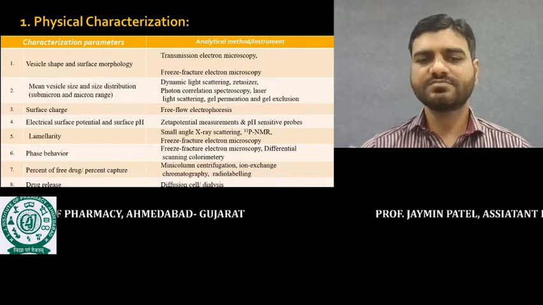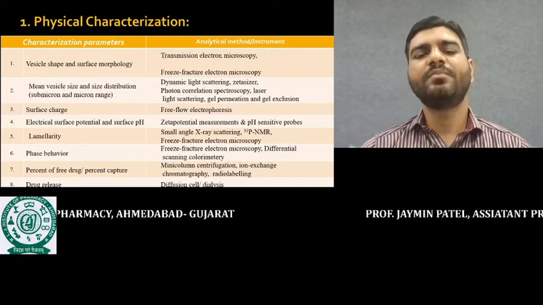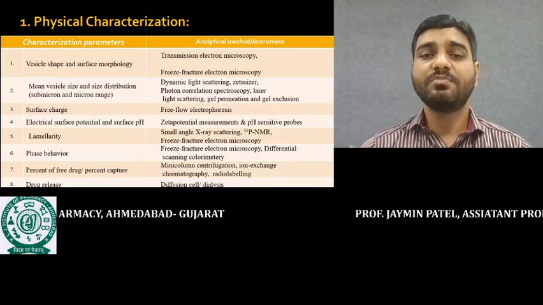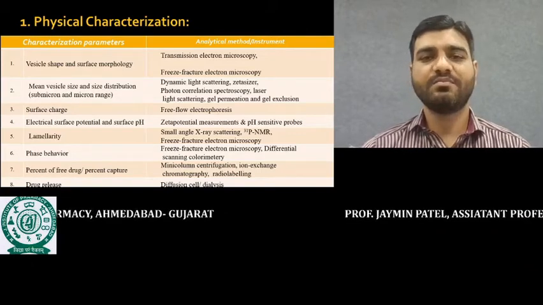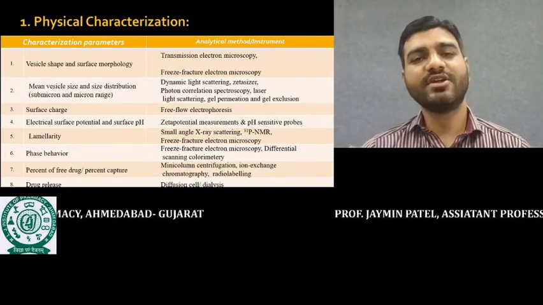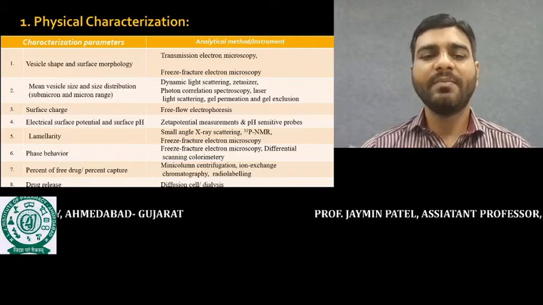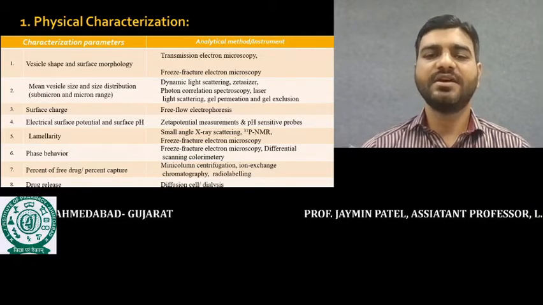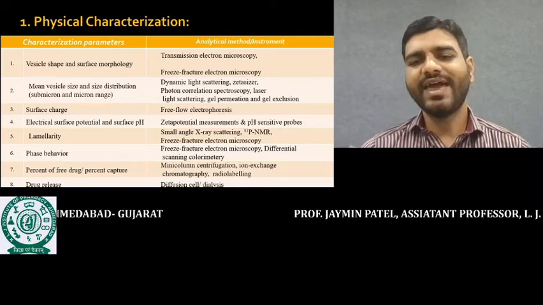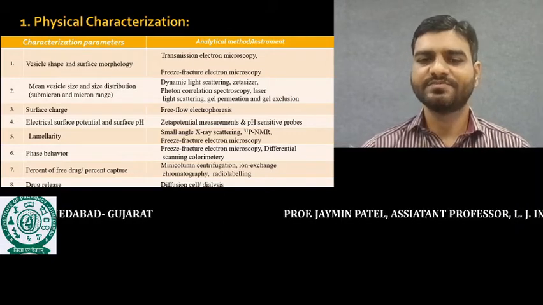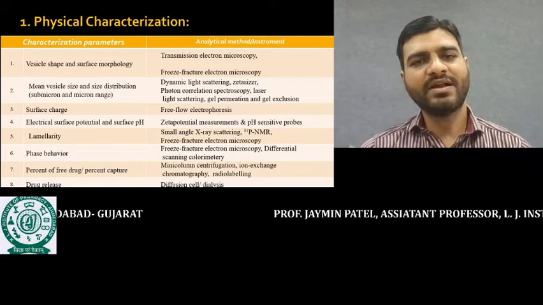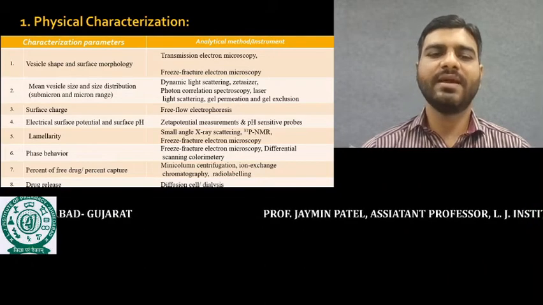Surface charge can be determined by free flow electrophoresis. Surface potential and surface pH are also determined by zeta potential measurement and pH-sensitive probes. Lamellarity is measured by small angle X-ray scattering techniques. P-NMR is also used to determine the lamellarity.